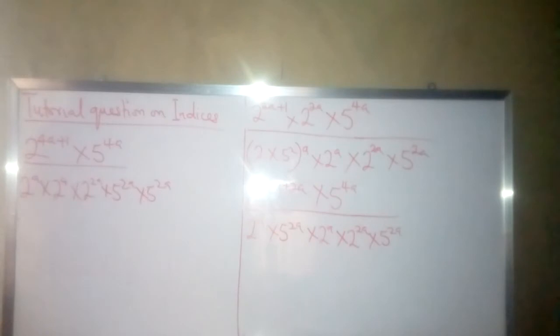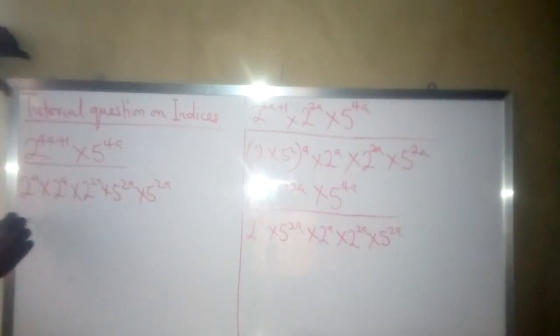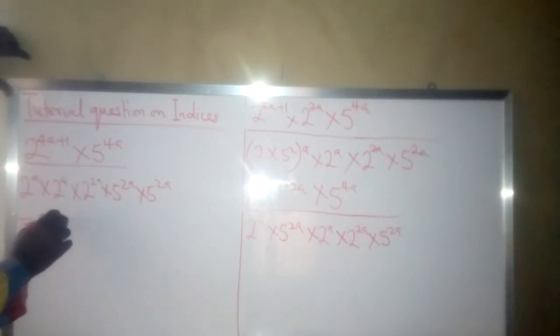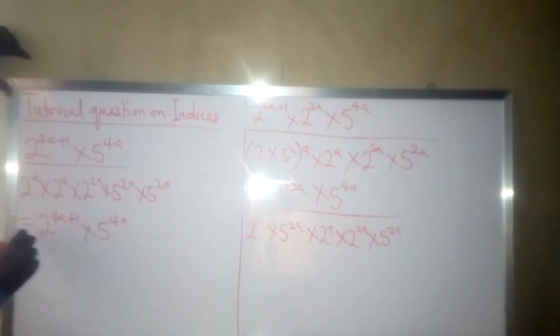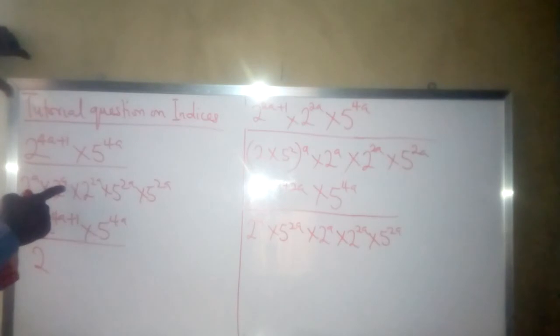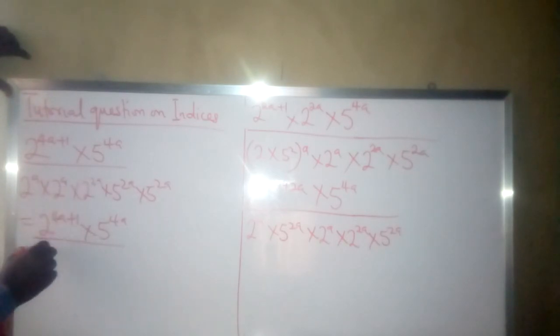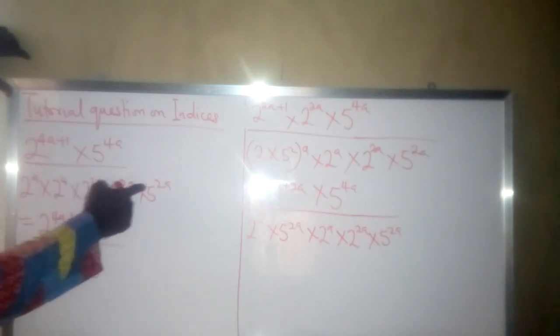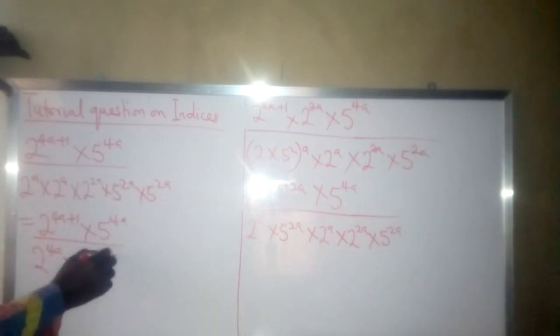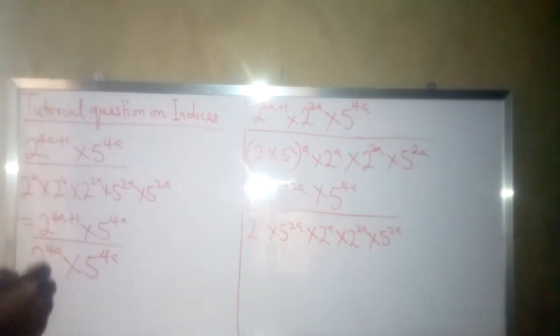I hope you understand. Now we have 2 raised to power 4a plus 1 multiplied by 5 raised to power 4a, all over. Now 2 is common to them: a plus a is 2a, 2a plus 2a is 4a. Then multiply by 5 raised to power 2a plus 2a, that's 4a. I hope you understand.